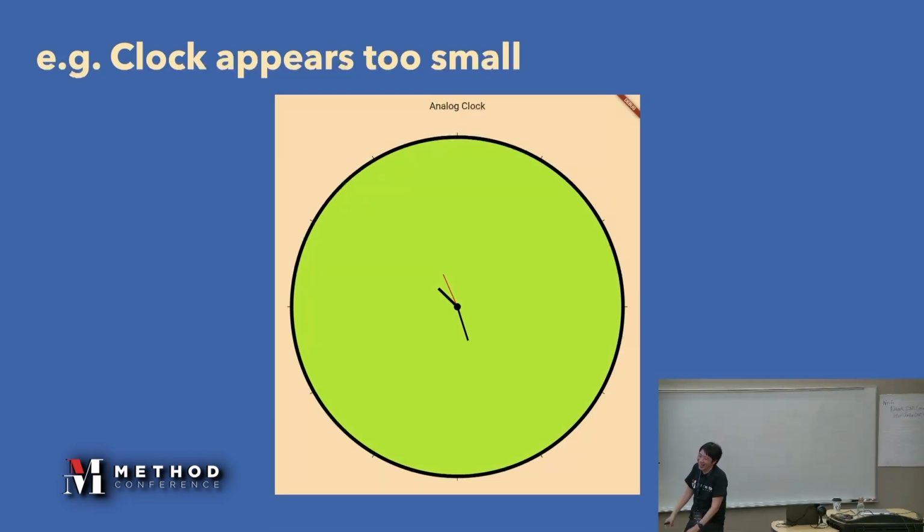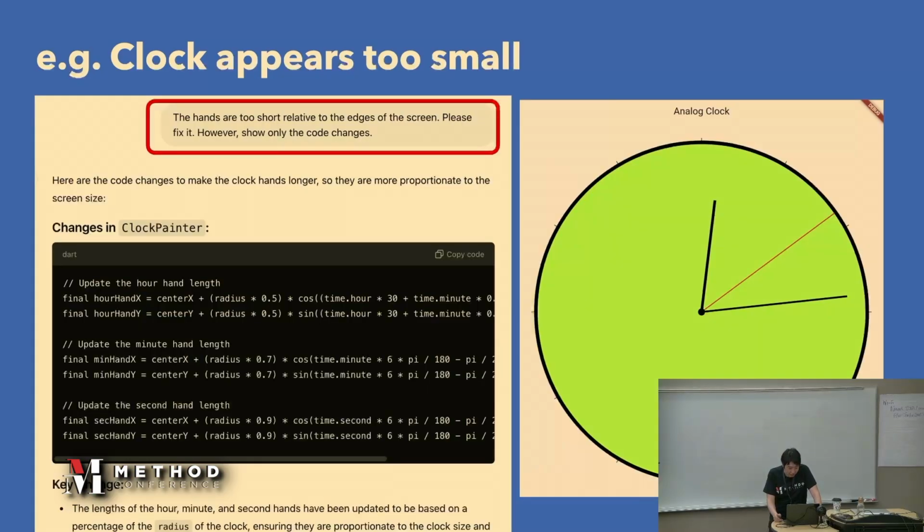That's very funny. The clock is bigger, but the hand is very short. So it's a very funny clock. And so we have to modify this appearance, and we have to throw a new prompt. So this is a new prompt example: The hand is too short relative to the edge of the screen. Please fix it. However, show only the code changes.